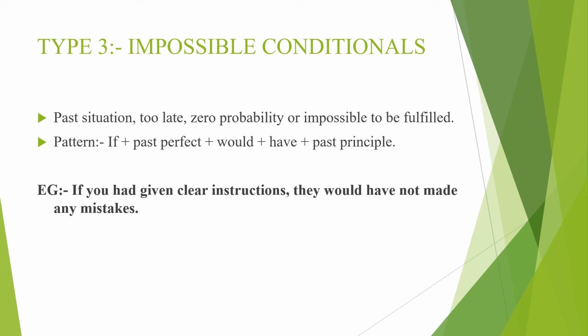Now in this example, it is very clear that it's written, if he had given clear instructions, they would not have made any mistakes. This example says that the exam has been conducted, the students have made mistakes, and the instructions might not have been clear for the students. So this entire situation cannot be reversed again. So this is an example of the impossible conditional. Okay, class? That's all for this class.